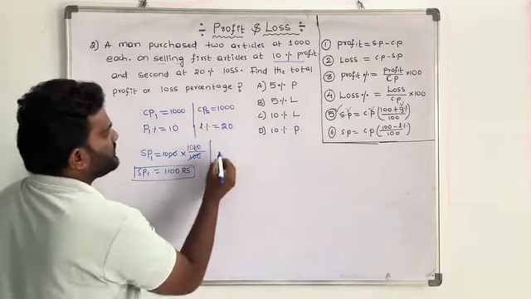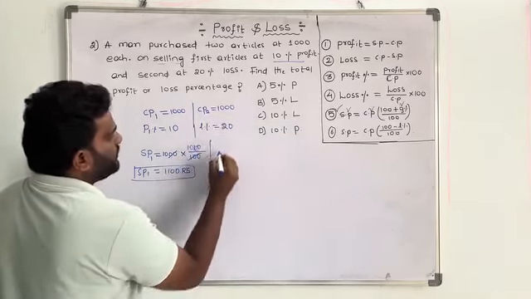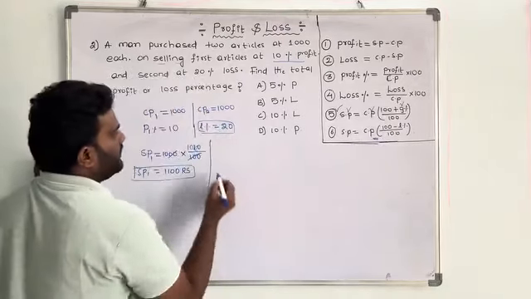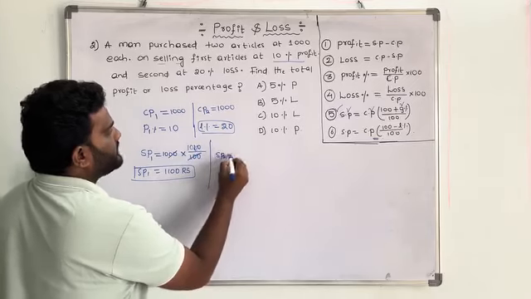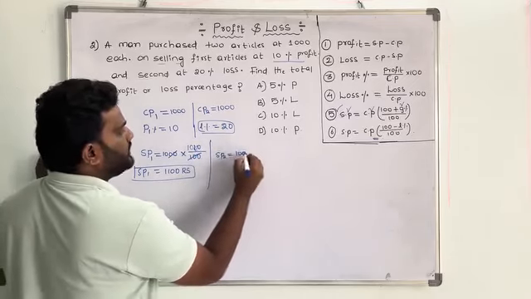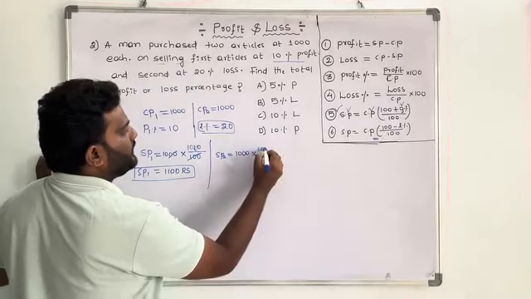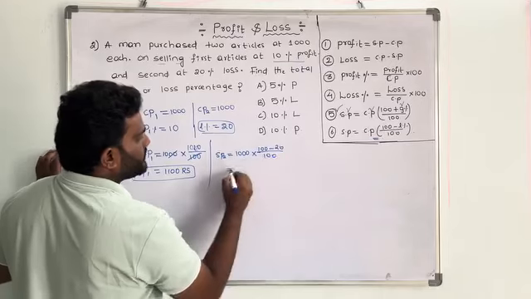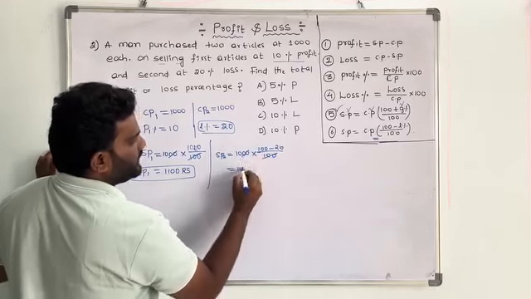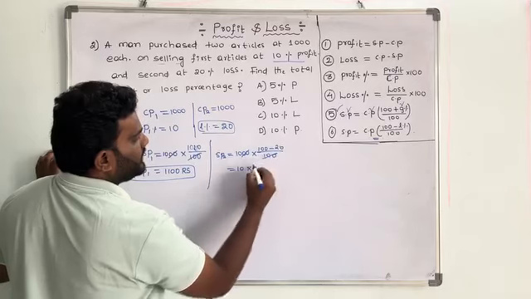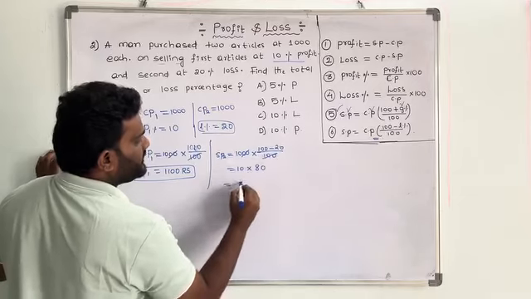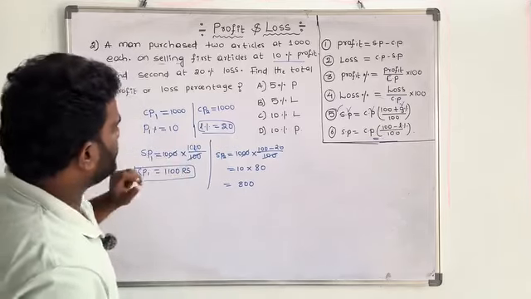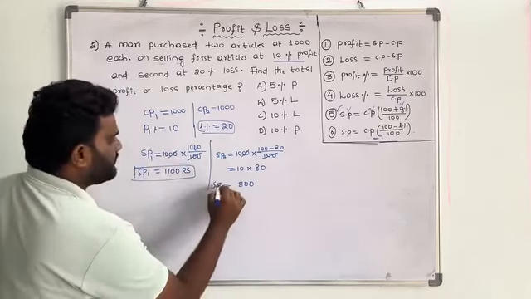Similarly, find selling price of the second article. So here loss percentage is given. So we need to use the sixth formula. So selling price of second article is nothing but cost price 1000 multiplied by 100 minus 20 by 100. Okay, so this will be 100, 2 zeros cancel, 10 multiplied by 100 minus 20, 80. So this is 800. Okay, so this is the selling price of second article.